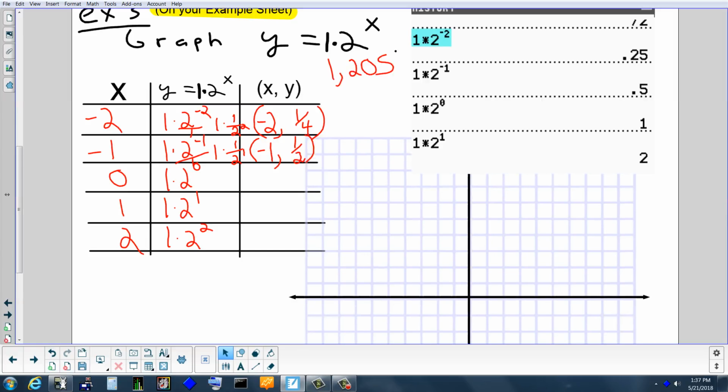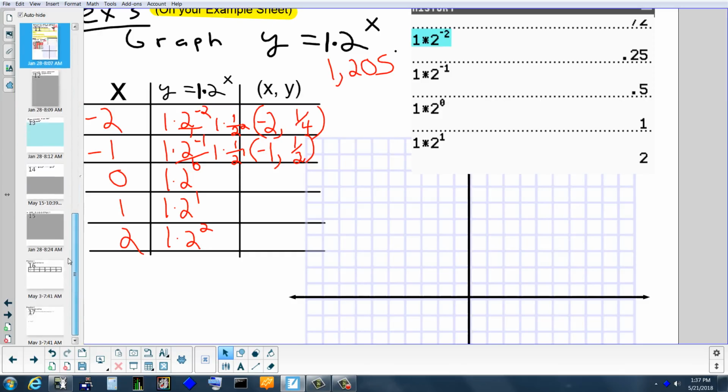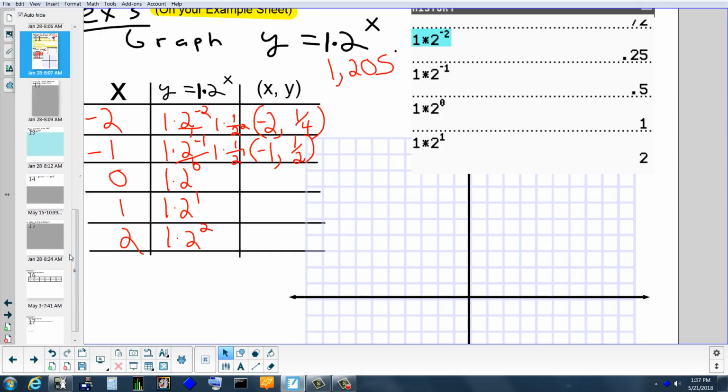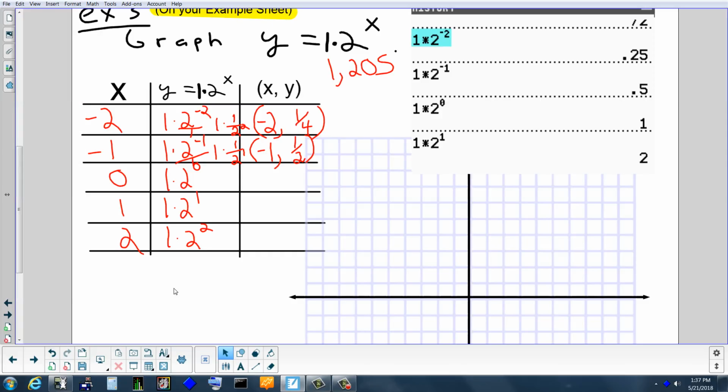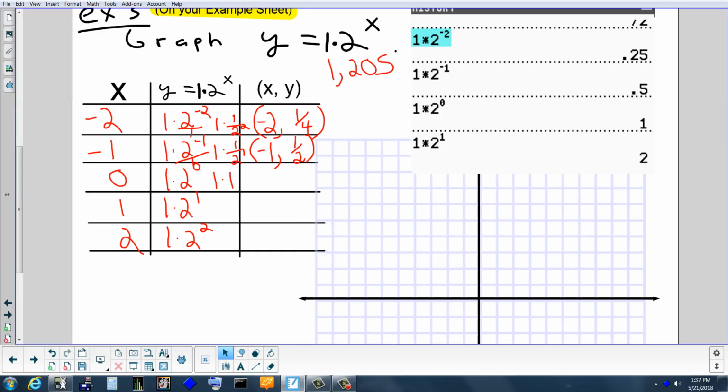All right? Now this was also talked about a couple of weeks ago. What's any number to the 0 power? 1. I don't care how big the number is. I don't care how small the number is. Any number to the 0 power is 1. So if I was going to simplify this, it would be 1 times 1, which is 1.